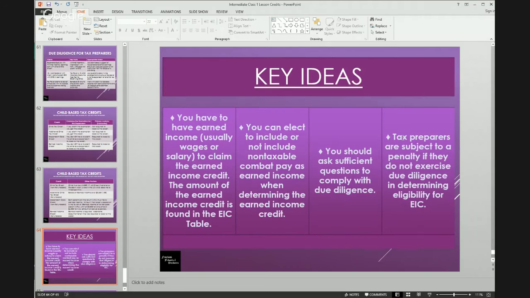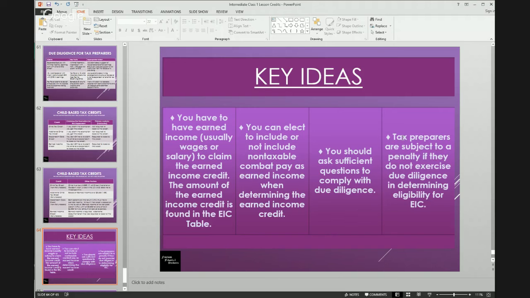So I've got a couple more slides here. With the credits that we've discussed, you have to have earned income, as we just said, in order to claim the earned income credit. You can elect to include the non-taxable combat pay if you're serving this country and you have income on your W-2 that's coded with a Q for non-taxable combat pay. You can calculate the credit both ways and choose whichever way is most advantageous to you as the taxpayer.